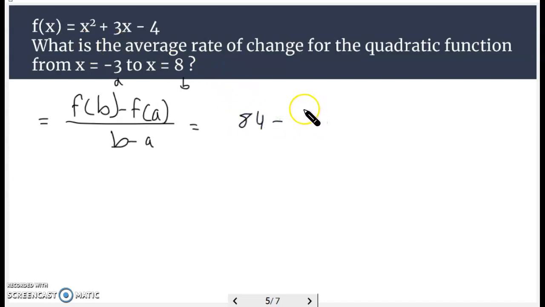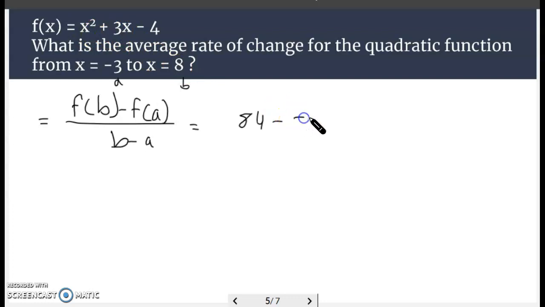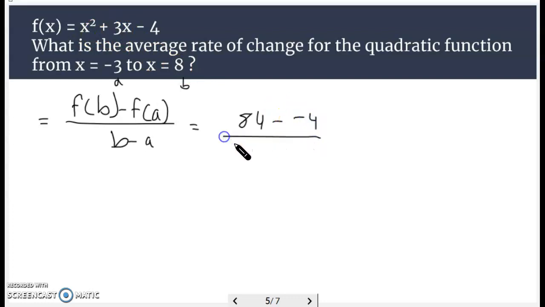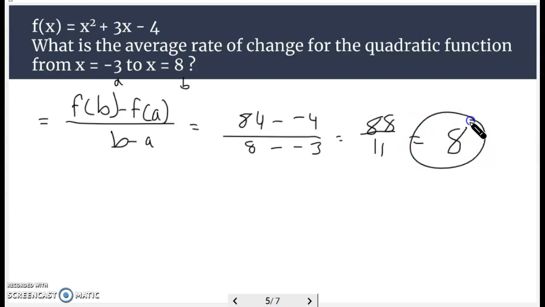F of a, if I square negative 3, I get 9. 3 times negative 3 is negative 9, so I have 9 minus 9, I have a negative 4. I'm left with negative 4. And then down here, b minus a was 8 minus negative 3. So that gives us 88 on the top, that gives us 11 on the bottom. Our average rate of change on this interval is 8. 88 divided by 11 is 8.